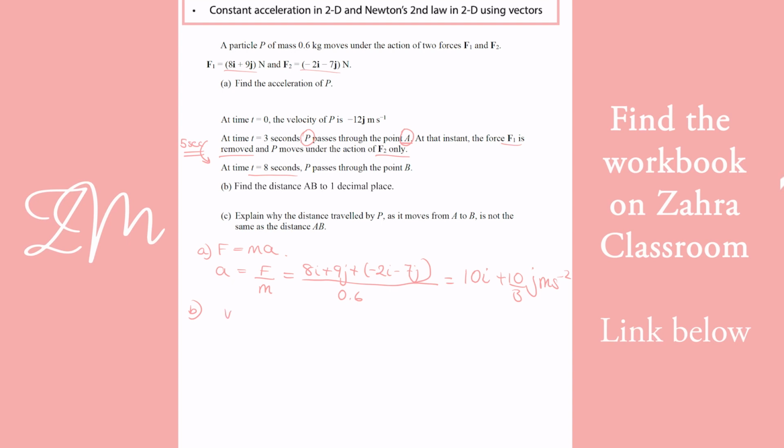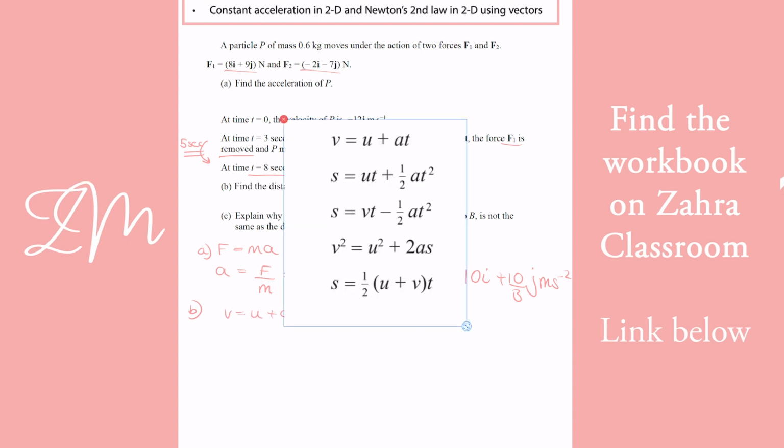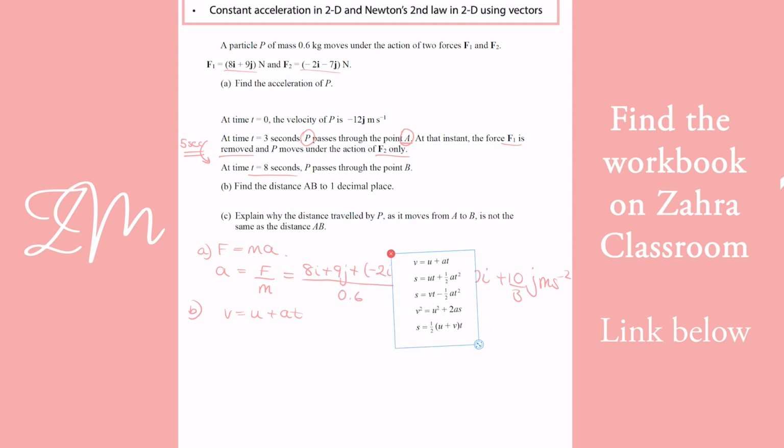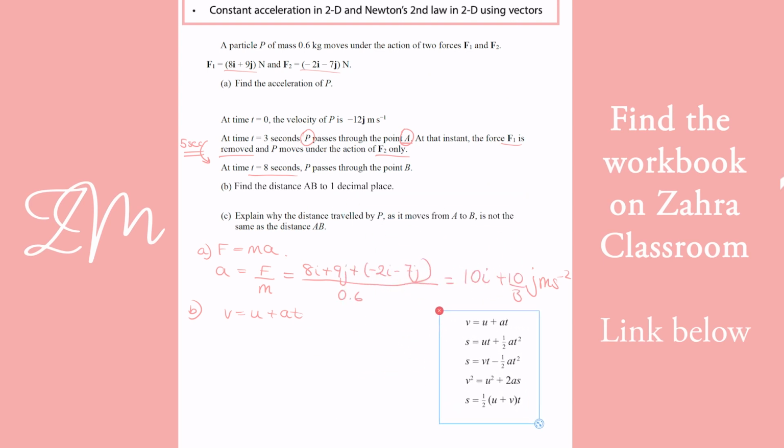So first we're going to start with v equals u plus at. Now that's one of your SUVAT formulas which you're given. So there's our SUVAT formulas in our formula book. So exactly the same way, we've got v equals, so we're starting off with minus 12j, so that's our u, plus your acceleration times by time. And we've got 3 seconds, 10i plus 10 over 3j.